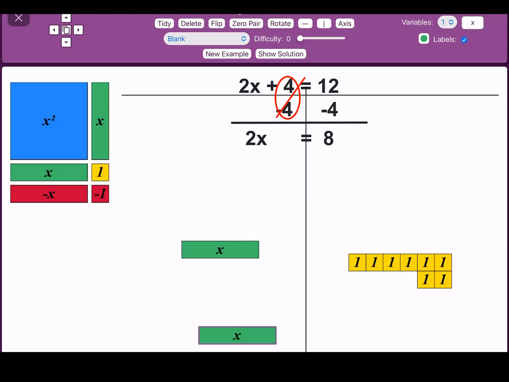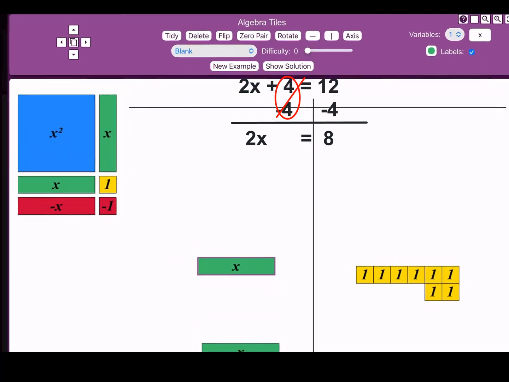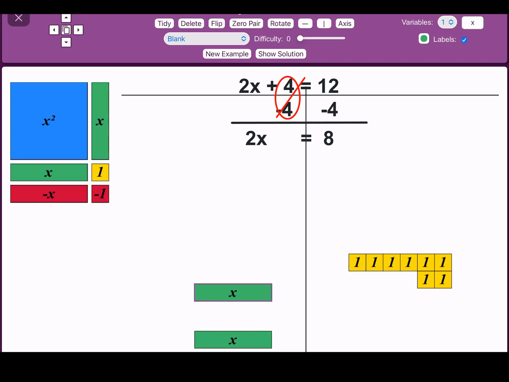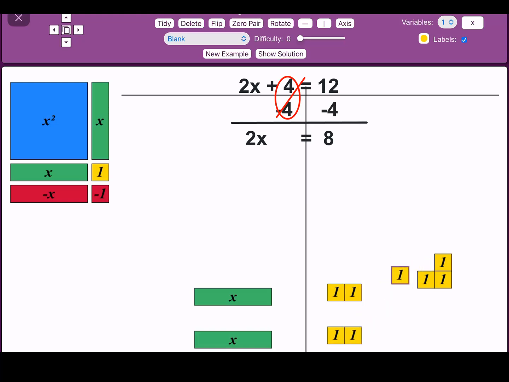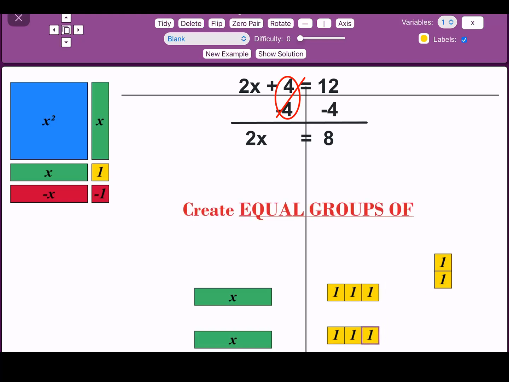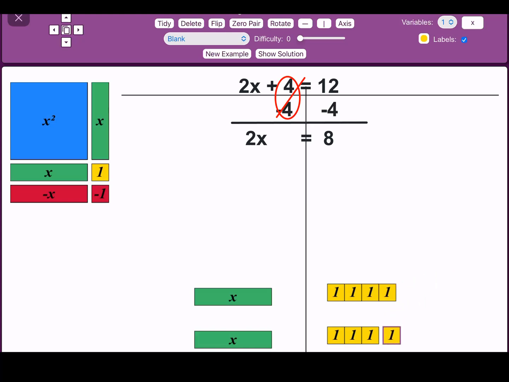So from here we can separate these 2 x tiles into 2 separate groups of 1x. And I can do the same thing on the right side by dividing up these remaining unit tiles on the right and give an even amount to each individual x tile. During this time, you can mention the definition of division to your students and relate that to solving algebraically. So to divide is to create equal groups of. So if I'm dividing these 8 unit tiles into 2 groups, each group will have 4 tiles in it.